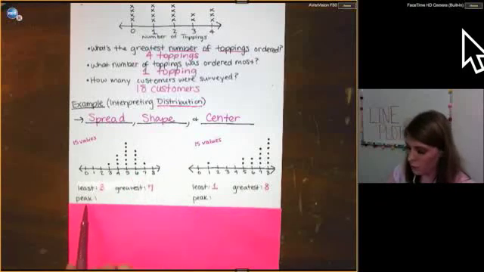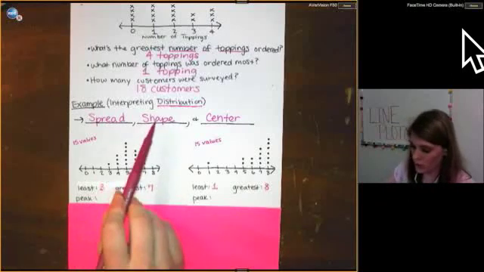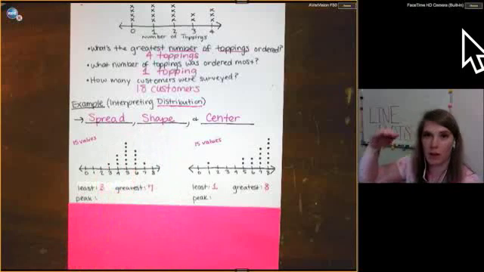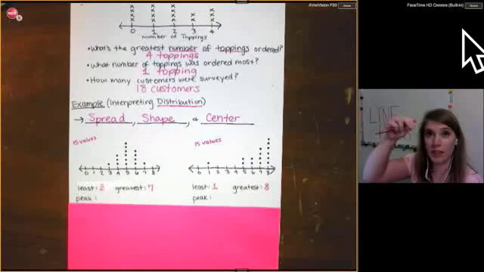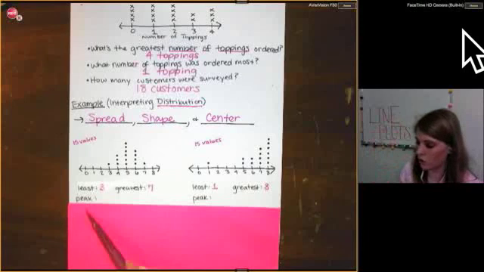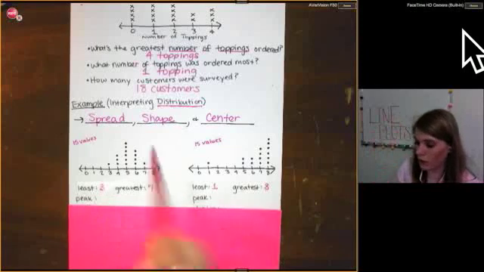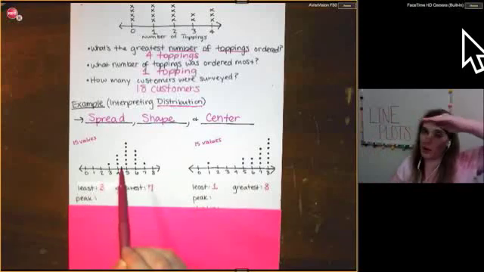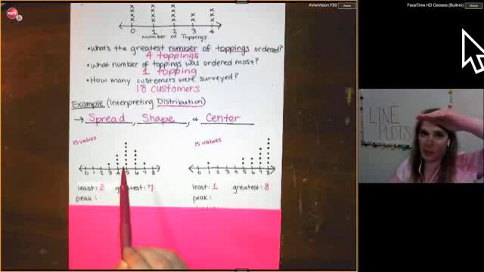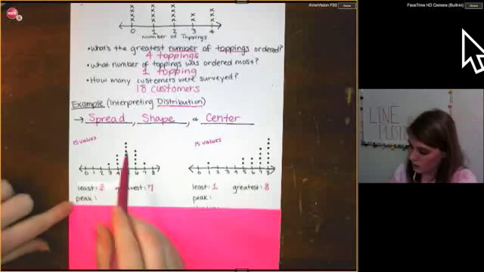Whereas we have another part of it, and this goes along with the shape, the peak. So think about the peak of a mountain. It's the very tippy top of the mountain. So for the peak of a dot plot, we're going to look for the tippy top of the dot plot. Where is the tallest line of dots or X's? So for this one, it's going to be 5.